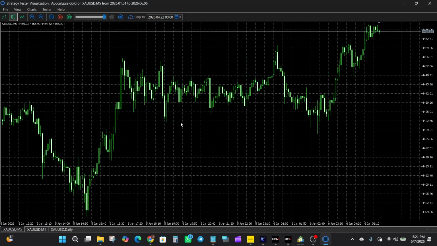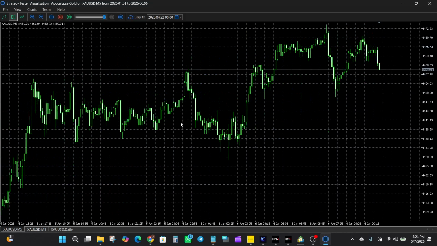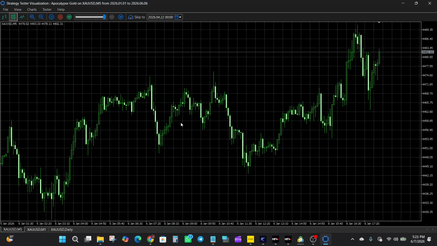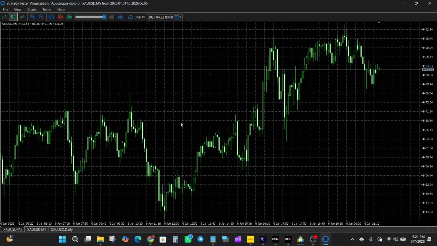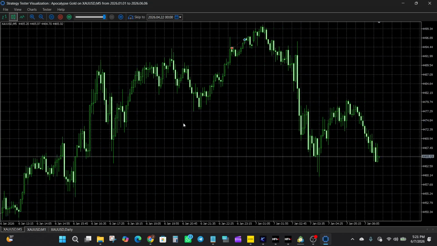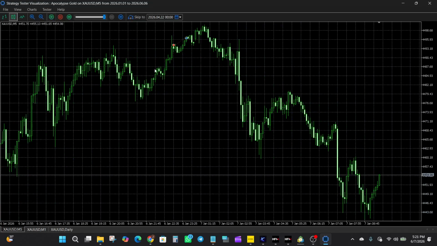Now, to wrap things up, Apocalypse Gold EA is clearly positioned as a structured single trade gold system with defined risk management and simplified execution logic. The key takeaway here is consistency in structure rather than complexity in trade stacking.